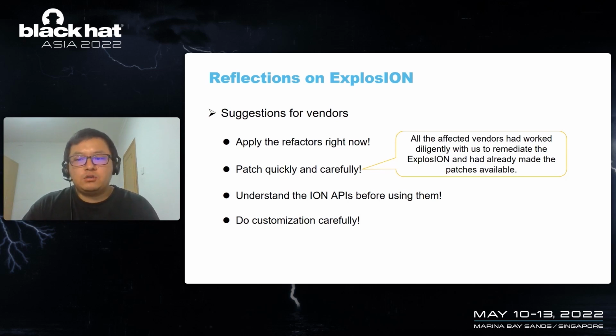Second, vendors should apply the patch quickly and carefully. Sometimes patching a vulnerability is not that simple, especially when some code has been modified by vendors. Code merging conflicts can happen. Third, vendors must understand the ION APIs well. This can help vendors get rid of some API use issues. At last, vendors should be careful when they do customizations to ION because the customization is always attractive for bug hunters.